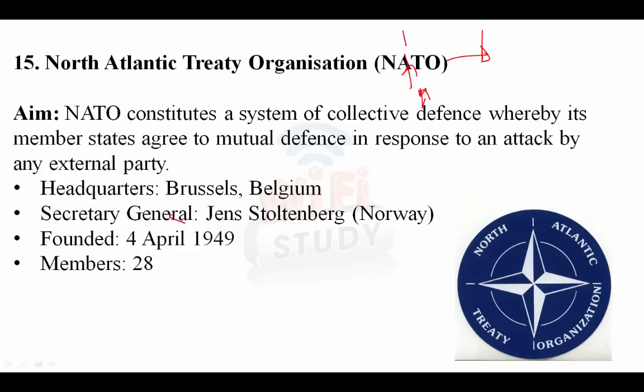So there are 28 members of this organization. You need to remember this. And if one country fights with another one, then all 28 nations will fight with the other one. So this is the advantage of having a NATO membership. Its headquarters is in Brussels, Belgium. Secretary General is Stoltenberg, and it was founded on 4th April 1949. And there are 28 members of this organization. Okay, so you need to remember its headquarters, its Secretary General and its members.